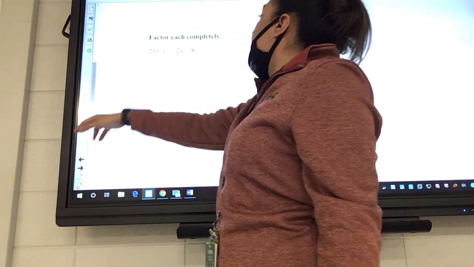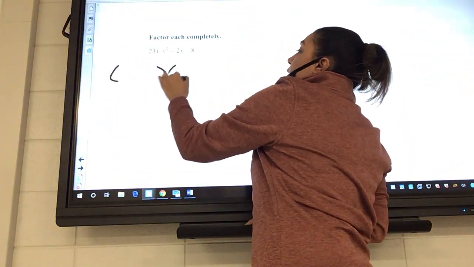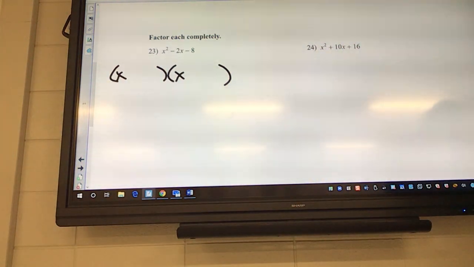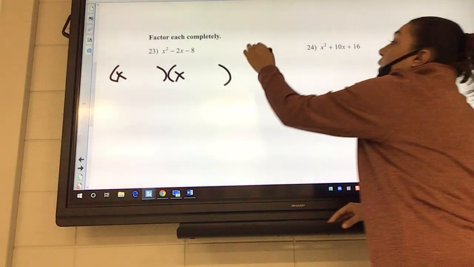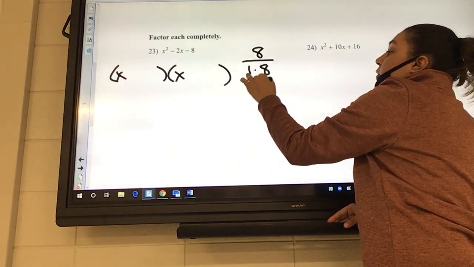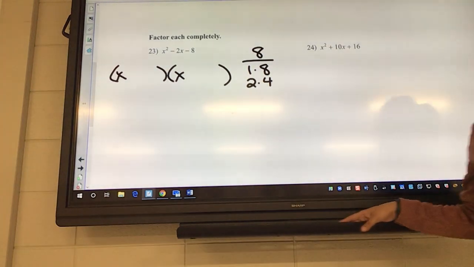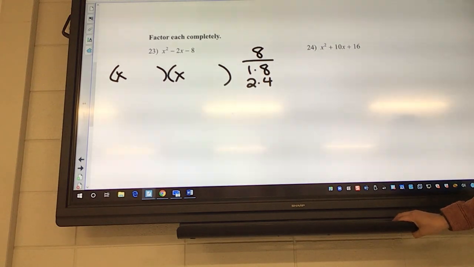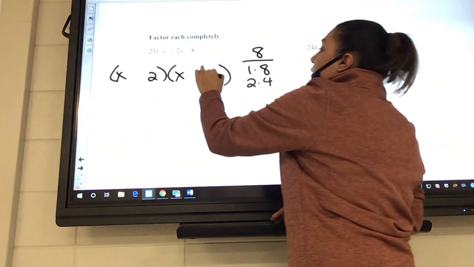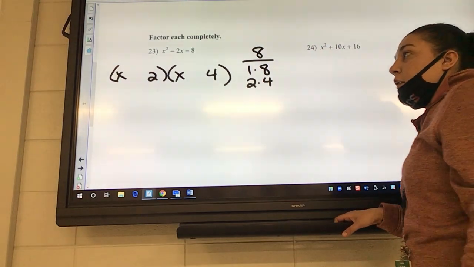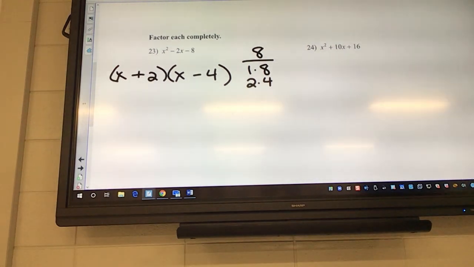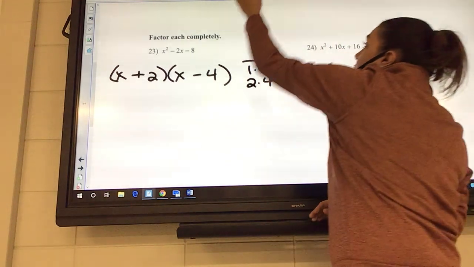Okay, the next one is still factoring. So draw your two parentheses. We've got x and x. We need to find some factors of what number? 8. 1 and 8, 2 and 4. We need something to add or subtract to give me a 2. A 4 and a 2, and I need a negative 2. A negative 4 and a plus 2. Do we stop or keep going? We stop, because there's no equals 0. So this is our actual answer.